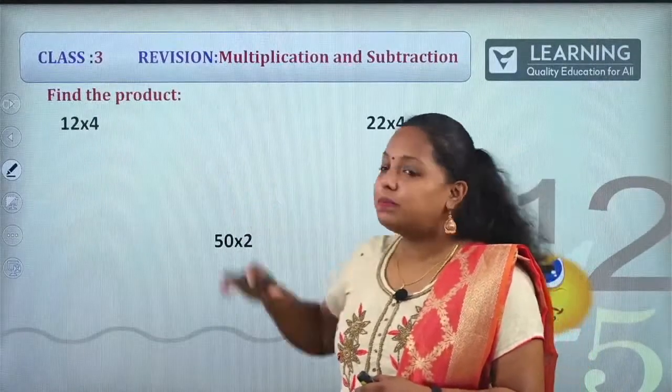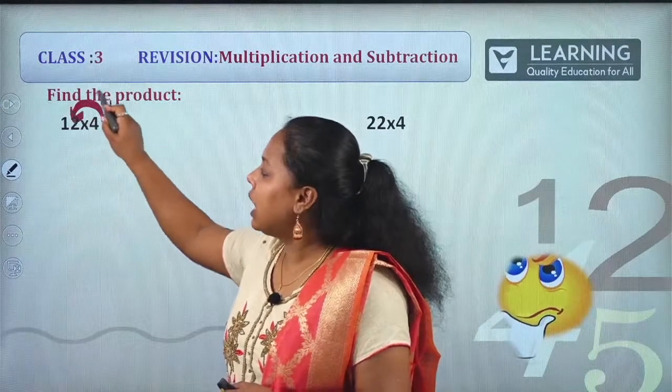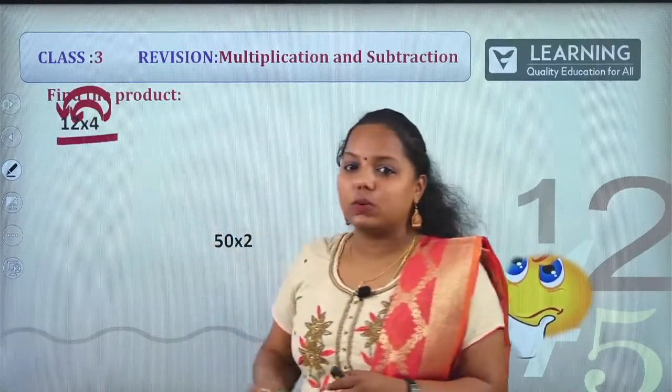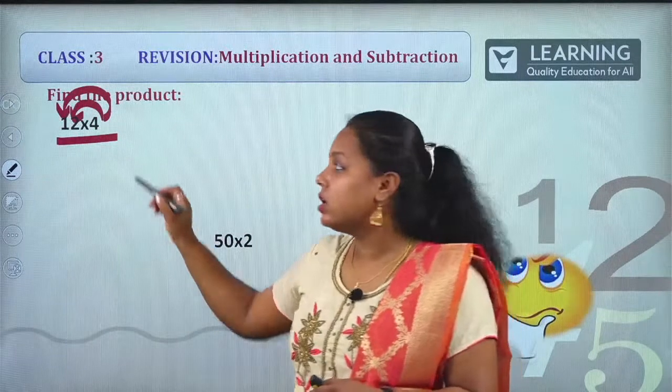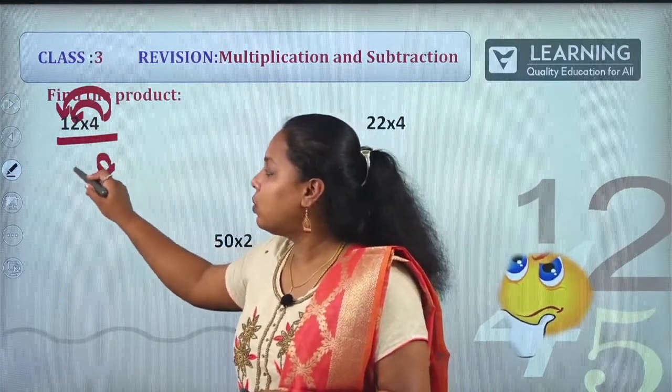Now find the product. I hope you know how to multiply this. Units place to units place, again units place to tens place over there. So now 4 twos are units place to units place. So 4 twos are 8 and next 4 ones are 4.